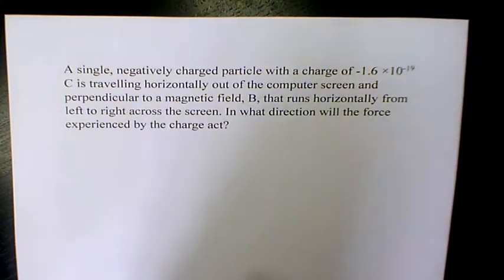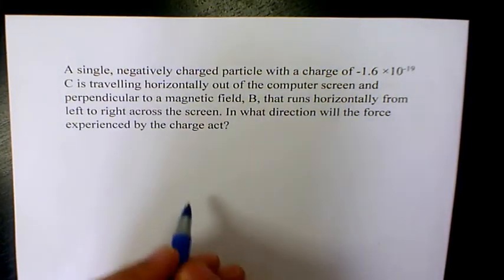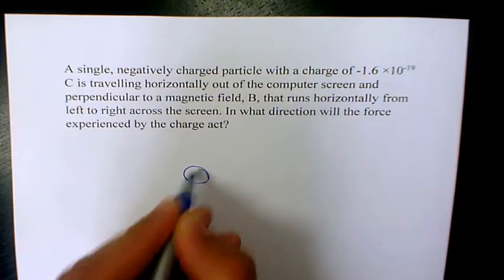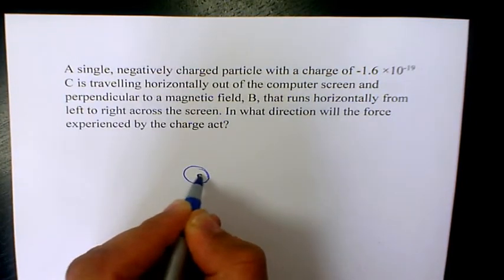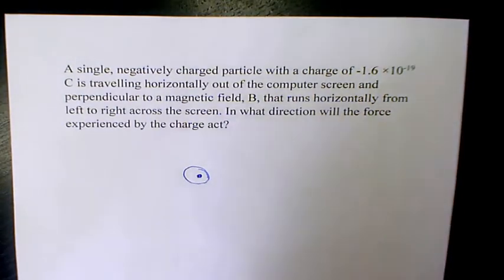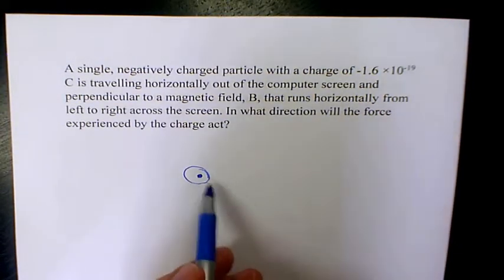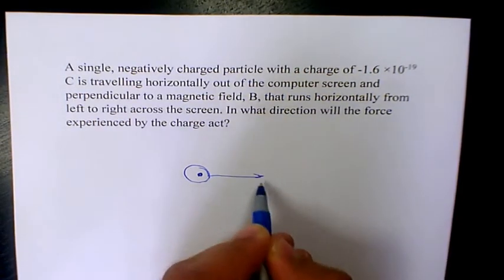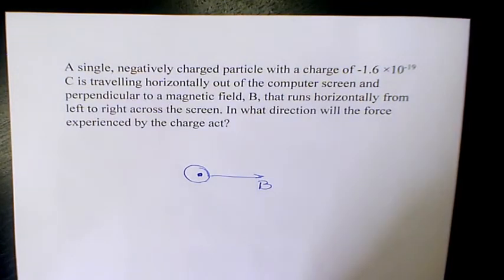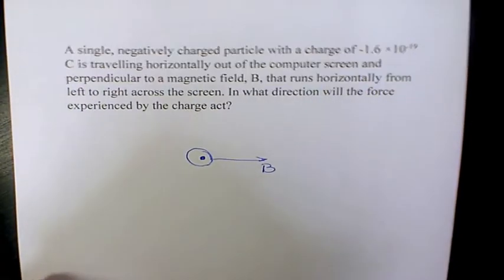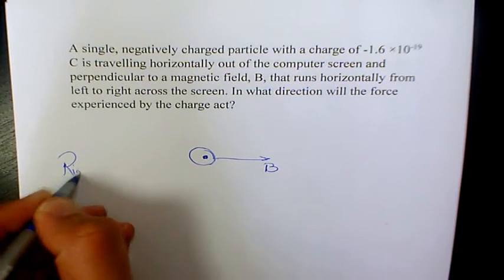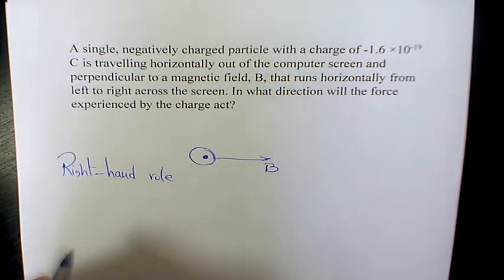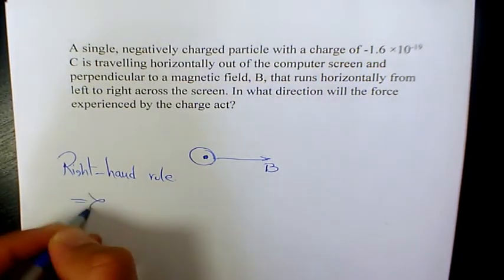So we can say this charge is traveling out of the computer screen, so we show it like that, and B is going to be from left to right, it's going to be like that. Now we can use the right hand rule. You need to use your right hand.